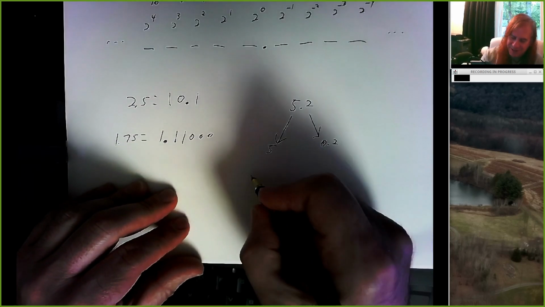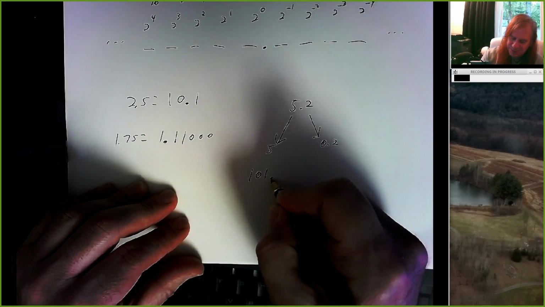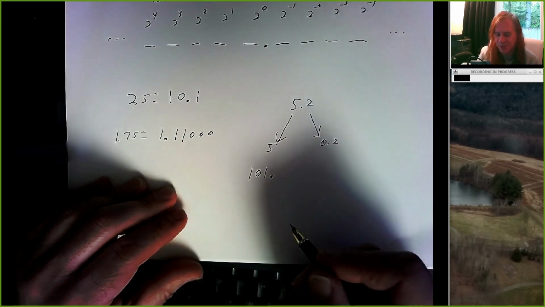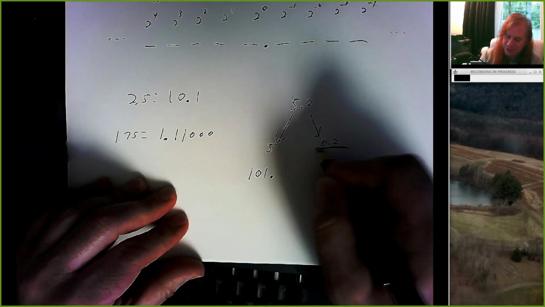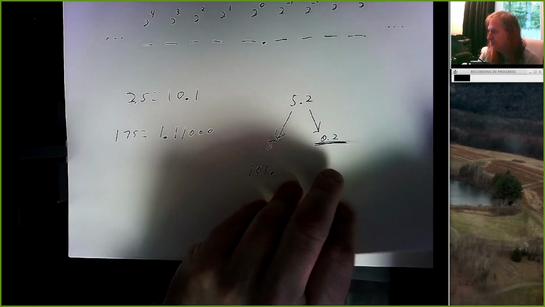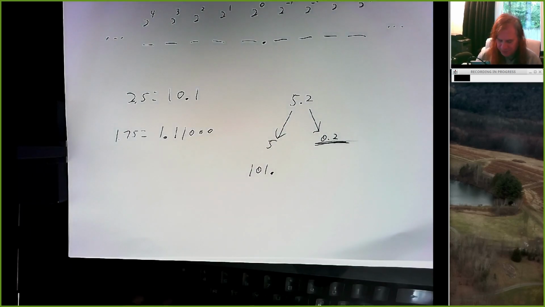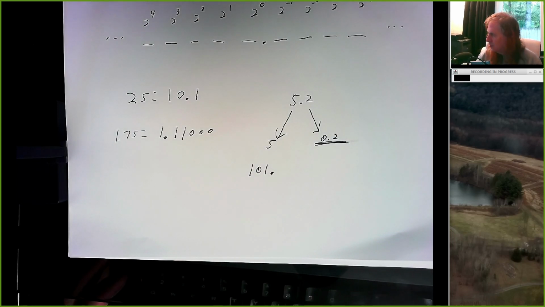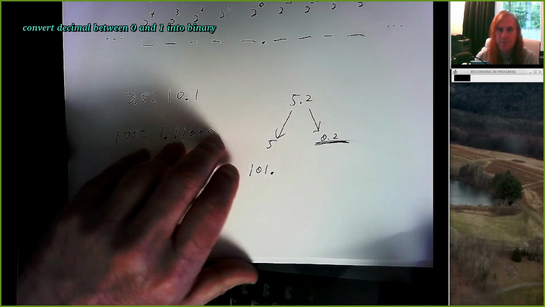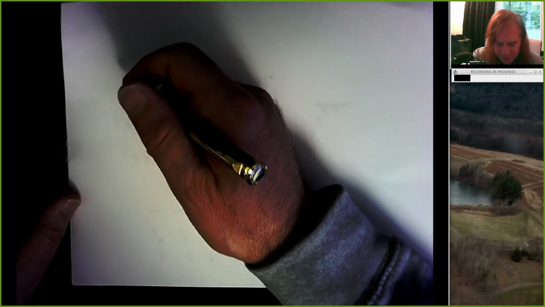All right, so how do we write 5 in binary? Well, we've got multiple ways to do that, but we'll find that's just a 101. So the new question is, how do we write 0.2? And so let's convert a decimal into binary. So let's write 0.2 in binary.